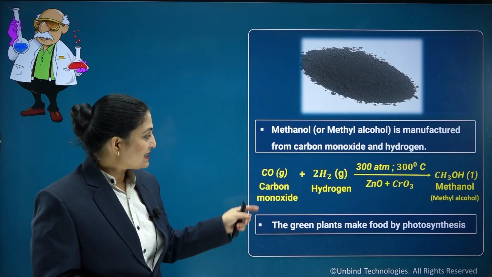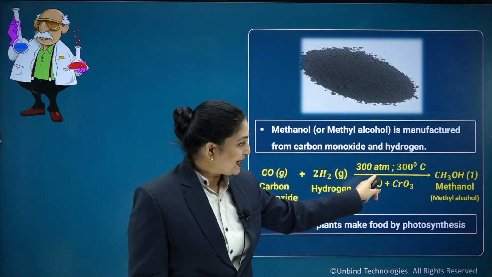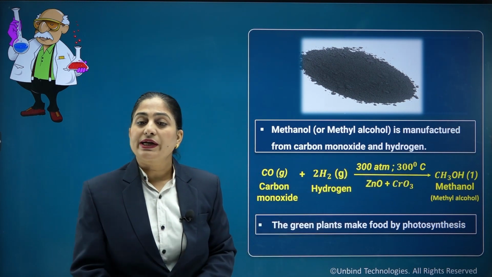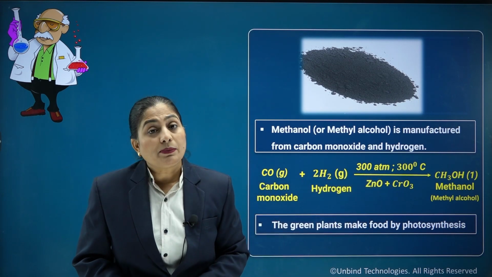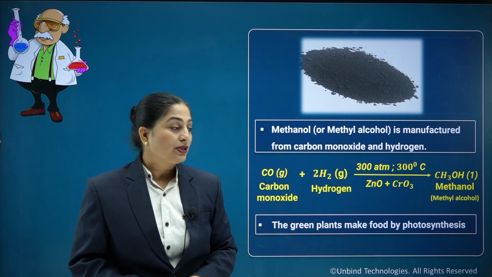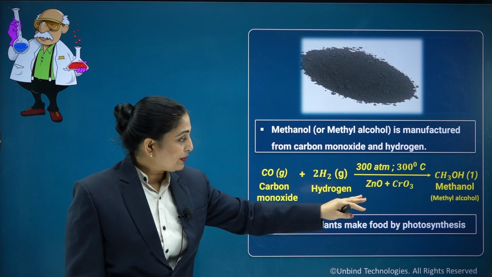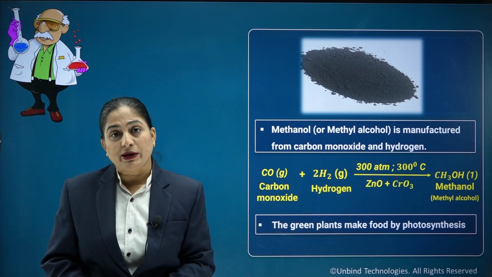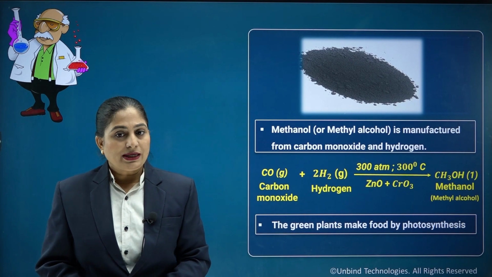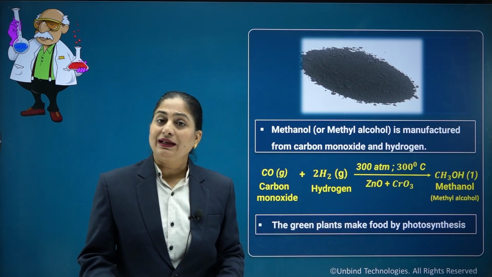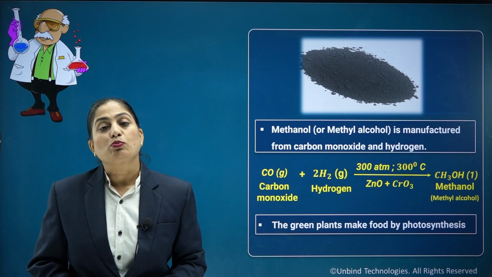Similarly, we have another example where carbon monoxide reacts with hydrogen under a pressure of 300 atmospheres and 300 degrees Celsius, in the presence of zinc oxide and chromium trioxide as catalysts, to form methanol, which is in liquid state. Here you can see the reaction is more informative by adding these conditions or symbols. Similarly, when we talk about photosynthesis, we can write the photosynthesis reaction in this manner and make it more informative.